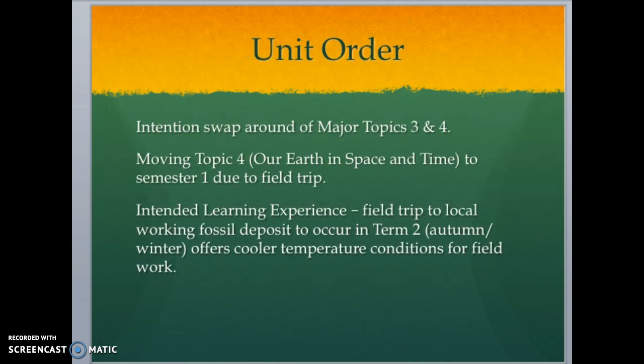I deliberately have switched the order of the units, and that was moving topic 4 and 3. And the reason why is because of the intended learning experience to the local fossil area. I wanted it to happen in term 2 when it's autumn and cooler. So when you're going to be out in the sun, playing in the dirt, looking at these fossils, it's not going to be 40 degrees as it is in this town. So that was an intentional switch of major topics.